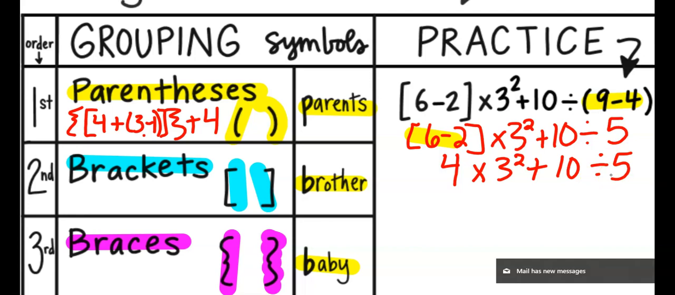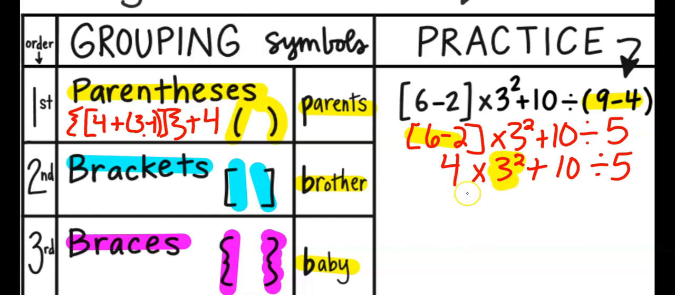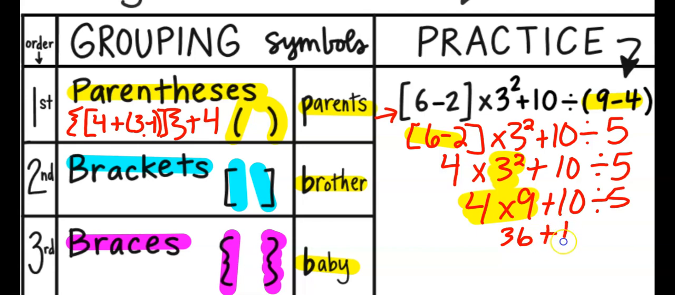Next, of course, we did our grouping, and now we're going to go to exponents. So we have the 3 squared here. So we have 4 times 9 plus 10 divided by 5. Take a look, with order of operations you have a really complex, long problem, and by taking it one step at a time, it doesn't seem as complicated. It's simple when we do one step at a time. Now we have multiplication, addition, and division. We're going to do the multiplication first because it comes first in the problem. So 4 times 9 is 36 plus 10 divided by 5. I'm just bringing down the numbers in the same order that they are in the problem as I evaluate a piece of it.